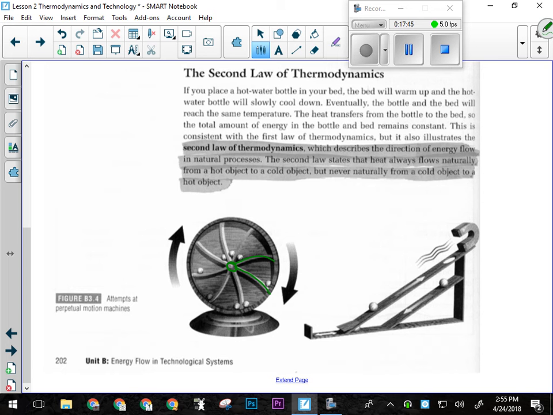All right, second law of thermodynamics. We said the first law of thermodynamics says energy can't be created or destroyed. You can put energy in by doing work or heat. The second law of thermodynamics says which way energy flows. Energy always flows from a high energy object to a low energy object. Usually, the surroundings are lower in energy.